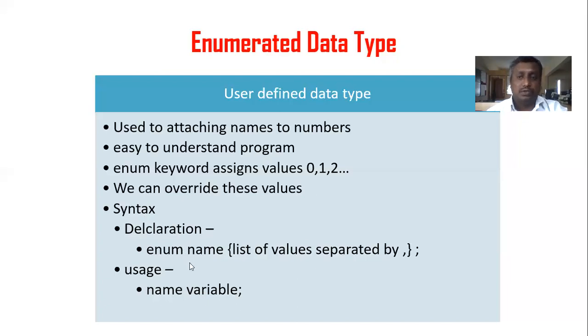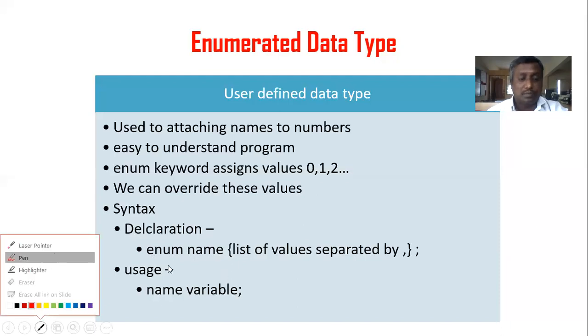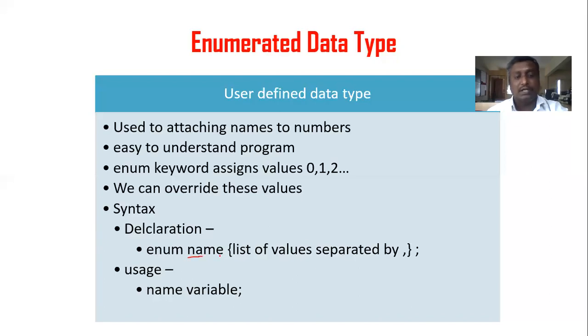The usage of this enumerated data type: enum is a keyword, followed by the name. This name will serve as a data type name, so it is a user identifier. Followed by which we write within braces the list of values separated by commas.